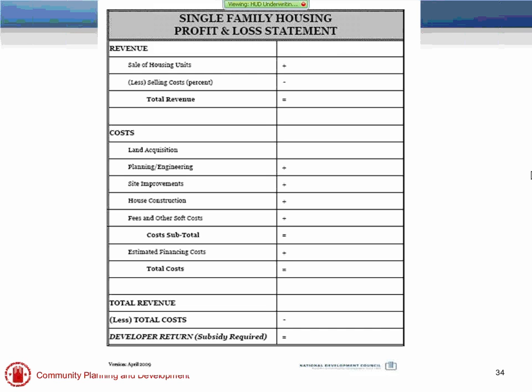So that's going to be the total revenue for single-family housing. As far as our costs, we're still looking at land acquisition. We're still looking at planning and engineering, site improvements that may be needed. Again, if the project doesn't have utilities yet at the site, if there's any environmental issues that need to be addressed, those site improvements are part of our costs for our single-family housing. The actual construction of the houses, and then our fees and other soft costs. Those are going to come to our subtotal, and then we have estimated financing costs that we would have to add in there as well to have our total costs.